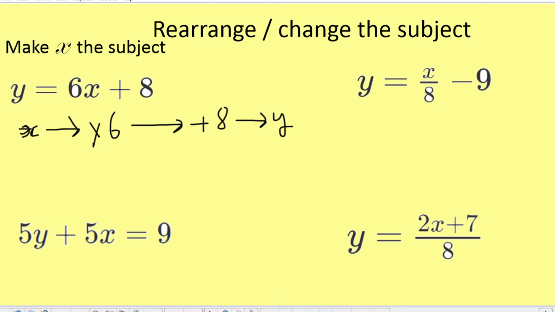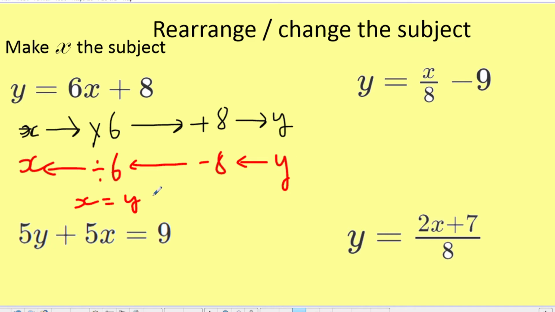Okay, and now I'm going to write it in reverse. We've got Y, and then the opposite, subtract 8, and then the opposite of that, the inverse or the opposite or the reverse, whatever you want to call it, is divide by 6. Okay, so that's going to give me X. So my final answer is going to be X equals, start from this end and read backwards, Y minus 8 divided by 6. And that's rearranged. X on its own, X is the subject.